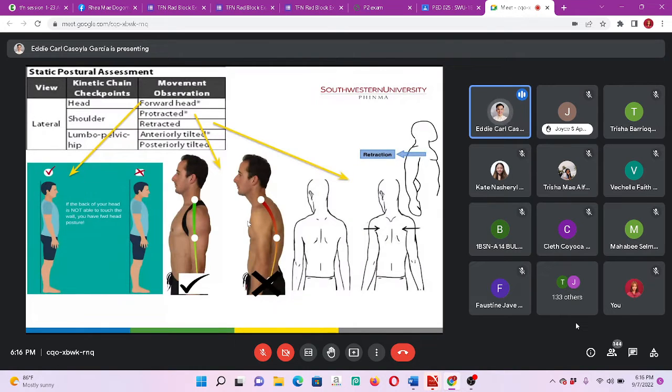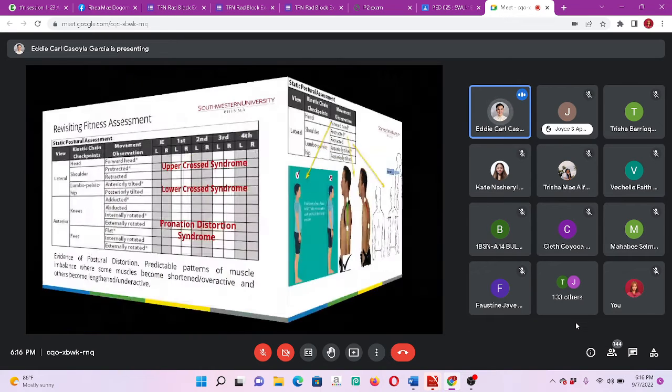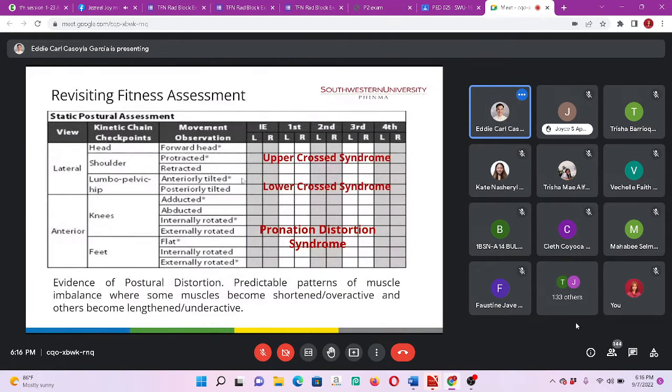sees that in doing the static postural assessment for shoulder, it is not correct, so here they will check. Okay, they check protracted. But if it's the other way around, retracted, so instead of forward, it is going back. So that is where they will check. If only one observation is observed, class, they need to put a check on that part only. Okay, so here again, the movement observation.